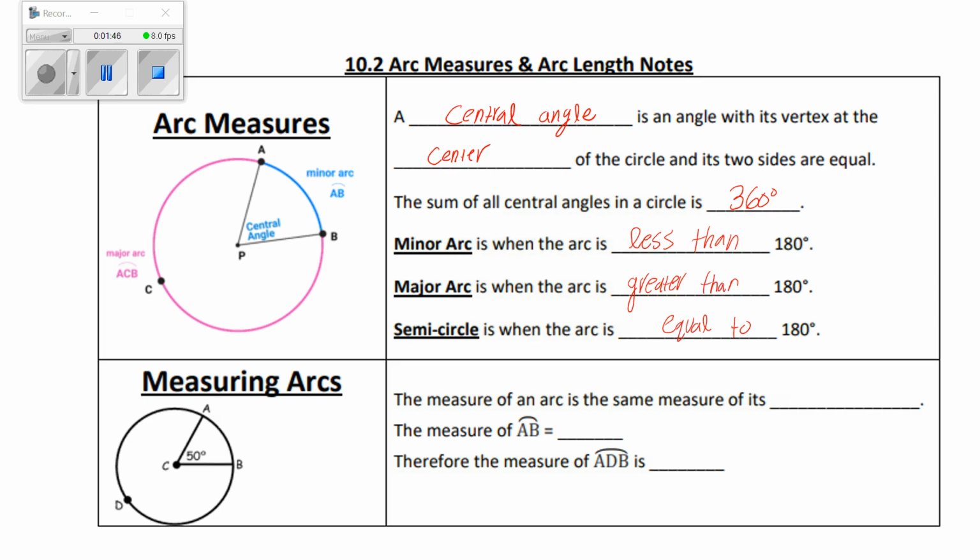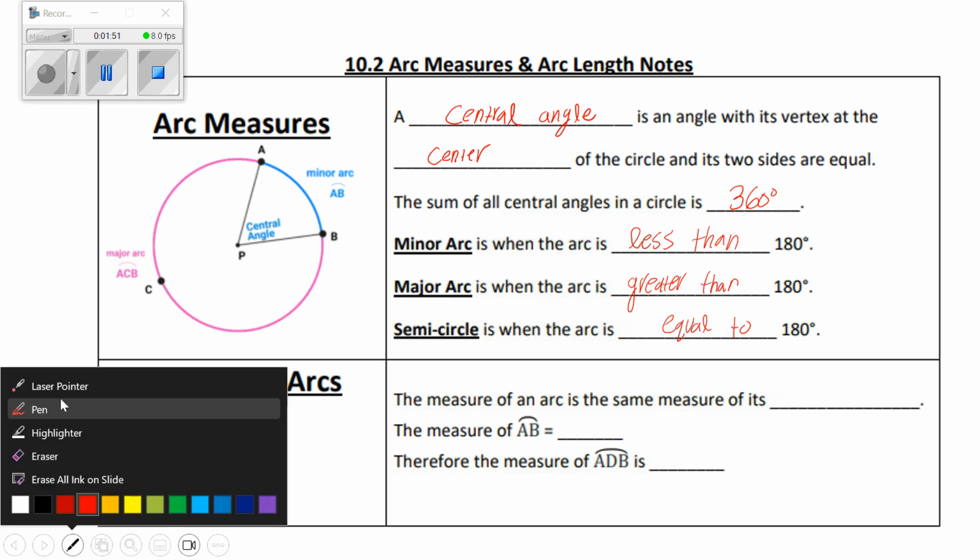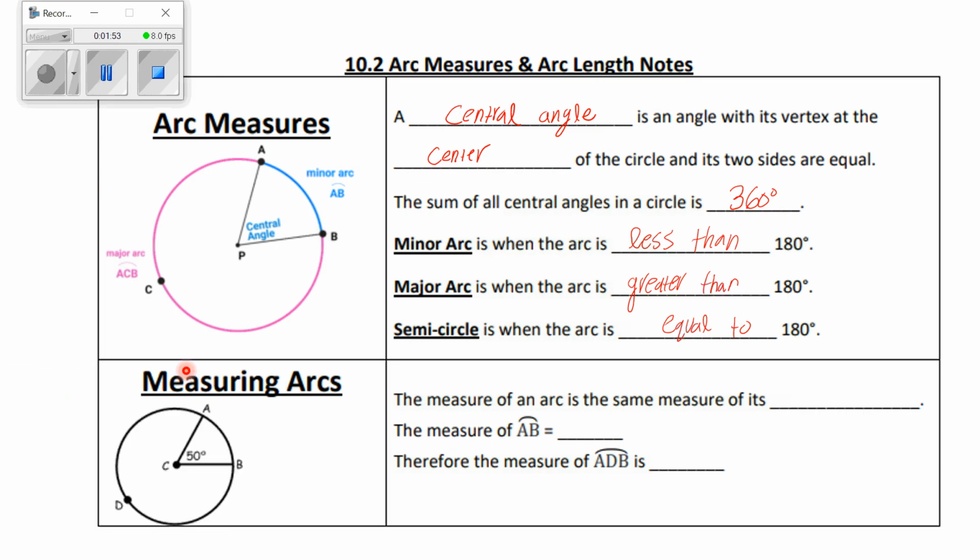Okay, so if we look here at the diagram, we got the central angle here, minor arc here, because clearly it's less than 180, major arc here. So the arcs are just breaking up the outside, or circumference, of the circle into pieces.